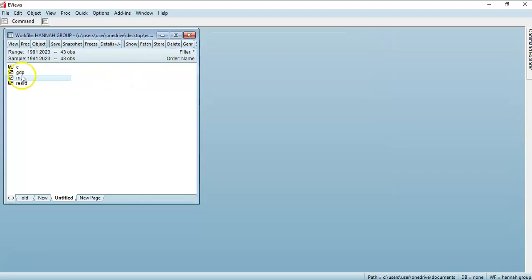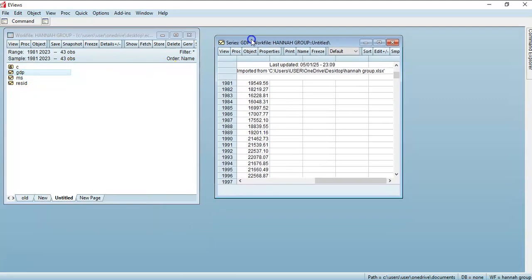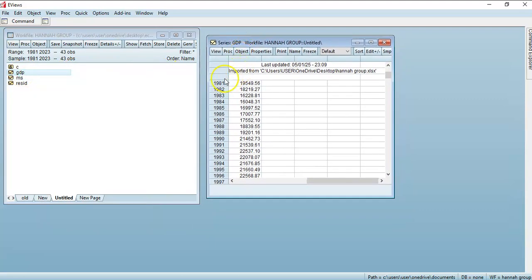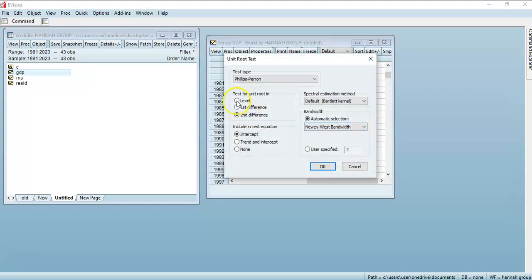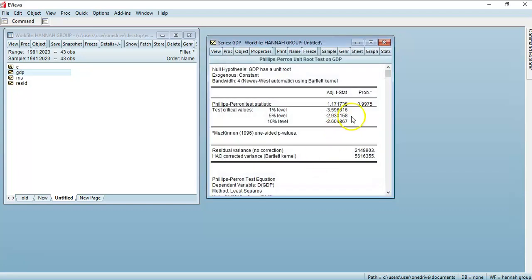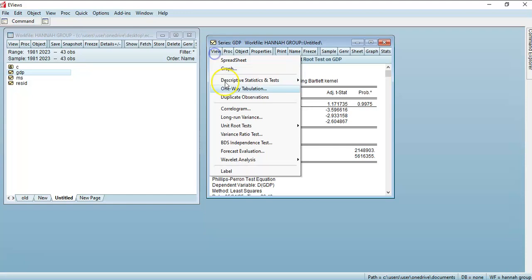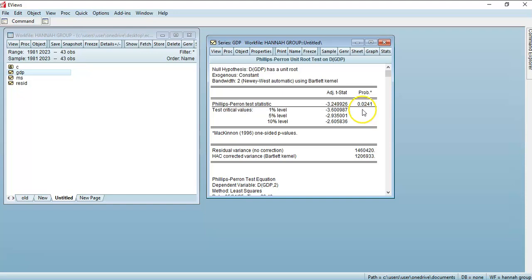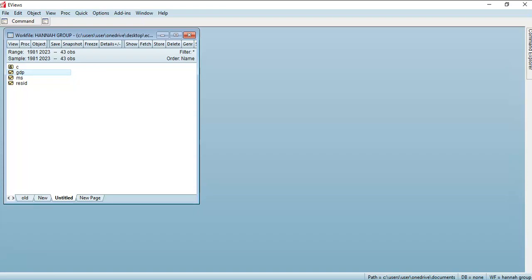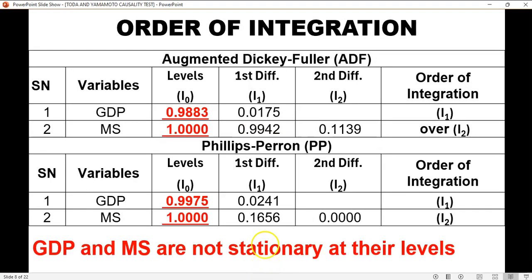Let us check GDP also in the Phillips-Perron framework. Though we have determined that using the ADF, let's check the Phillips-Perron. At level, the probability is 0.9975. Now check the first difference. Yes, at first difference it is actually significant. So what do we see now? Let's look at the expanded view. The result is that GDP is stationary at first difference, while money supply is stationary at second difference.